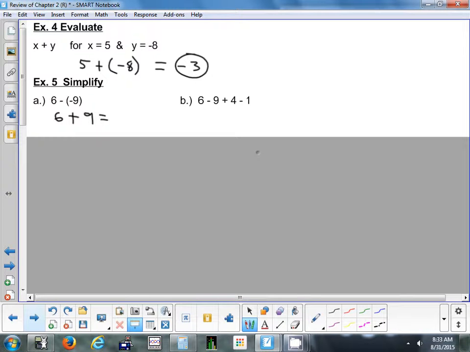Okay, so anytime you subtract a negative, it becomes a positive. And 6 plus 9, Logan, what does that come out to? 15. Nice job. So you can say whenever there's 2 negatives in a row, you can make them positive when they're side by side.